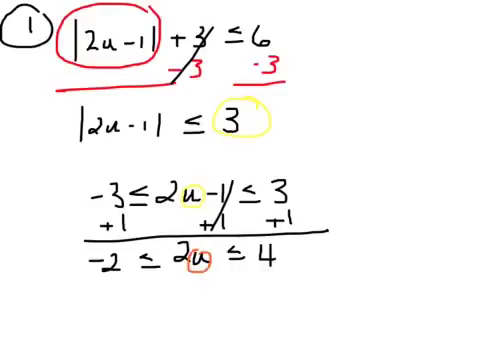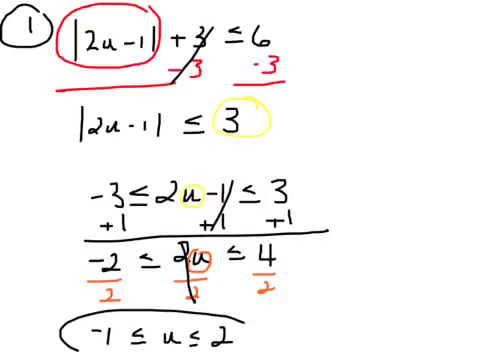Okay, now I've got to get u by itself. It's got a 2 multiplied by it, so to get rid of it I'm going to divide everything by 2. Negative 2 over 2 is negative 1. These make a 1u. And 4 divided by 2 is 2. And so there's my solution set. They didn't say I had to graph it, so we won't graph it in this case. But there we go.